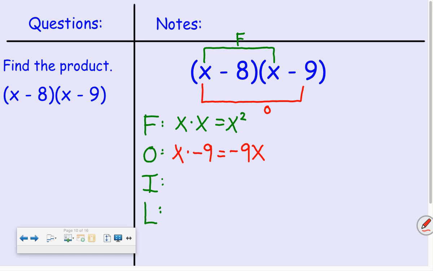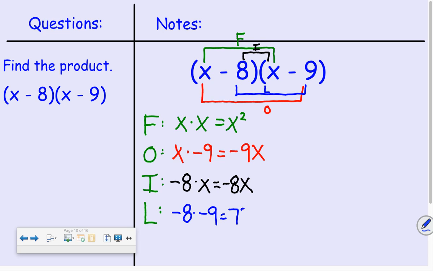You always want the coefficient to go in front of the variable. My inner terms are the negative 8 and the x. And my last terms are the negative 8 and the negative 9, which is positive 72. Then I'm going to look and see if I have any terms that are alike. Well, my negative 9x and my negative 8x are alike, and they can combine to make negative 17x.